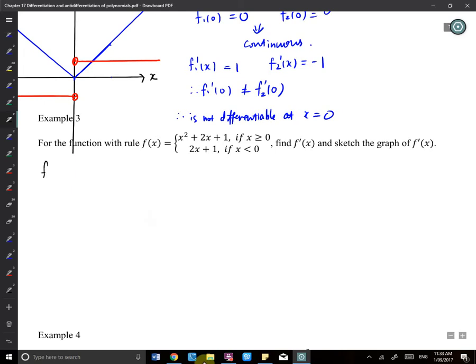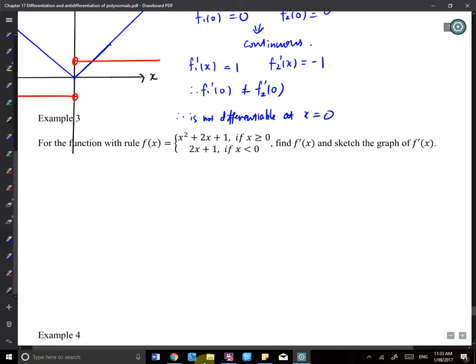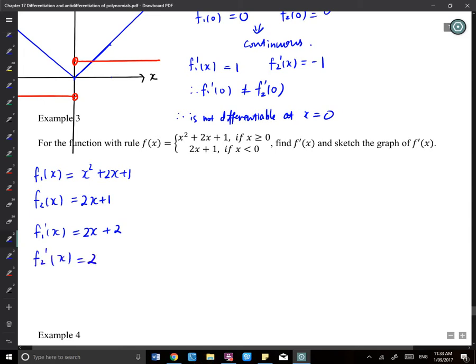So I would say f1(x) equals x squared plus 2x plus 1, f2(x) equals 2x plus 1. Then f1 dash x equals 2x plus 2, and f2 dash x equals 2.